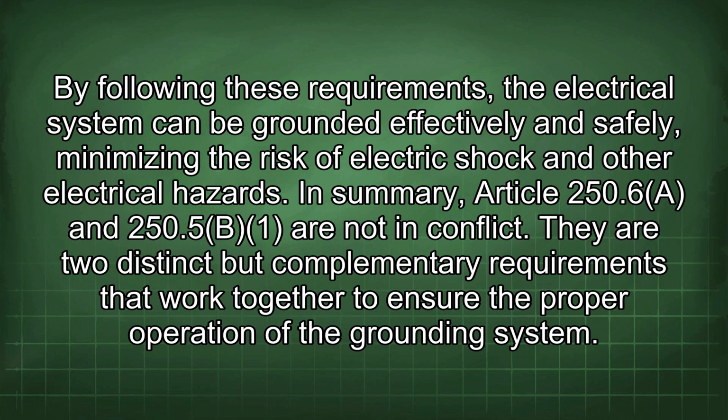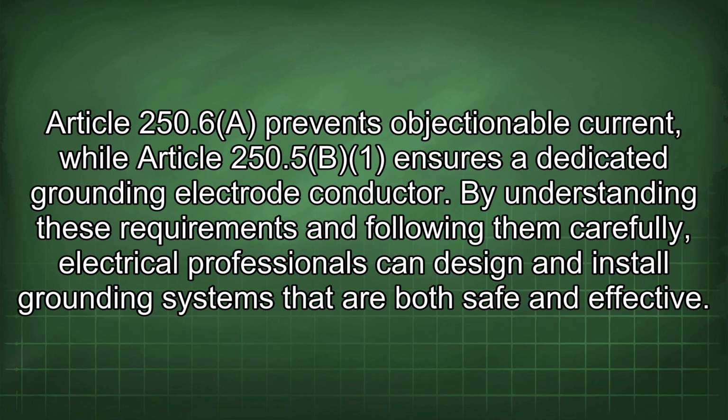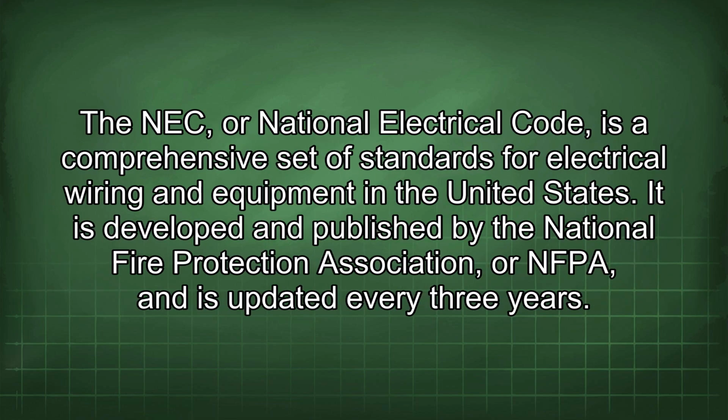They are two distinct but complementary requirements that work together to ensure the proper operation of the grounding system. Article 250.6 prevents objectionable current, while Article 250.5 ensures a dedicated grounding electrode conductor. By understanding these requirements and following them carefully, electrical professionals can design and install grounding systems that are both safe and effective.